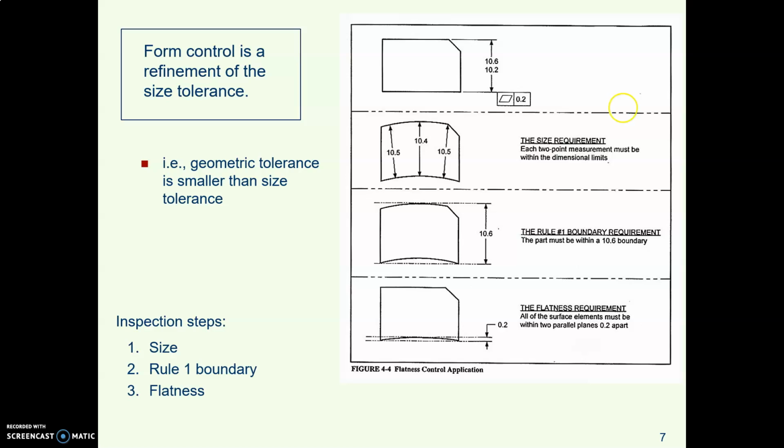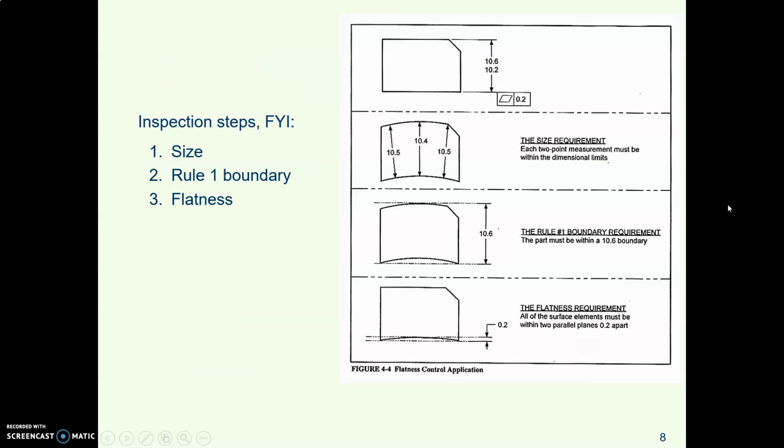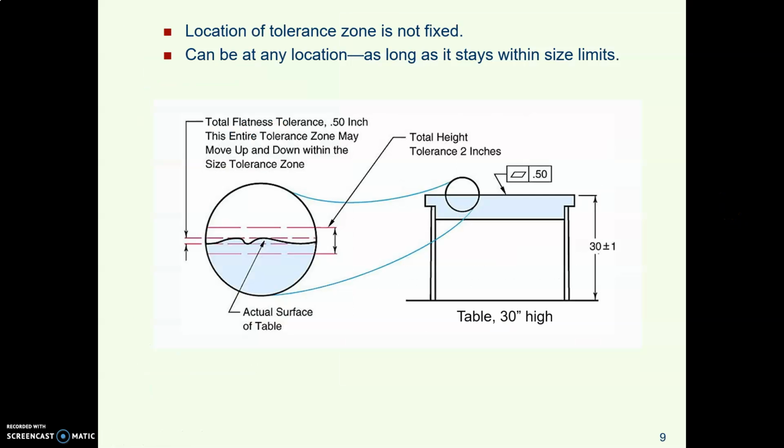When we put these controls on our drawing, the form is a refinement of the size, and what that means is the flatness control, in this case, is a smaller tolerance than the size control. So that often happens, that the size can vary up and down by quite a bit, but you need the form, you need the flatness, to be more refined, to be a smaller size.